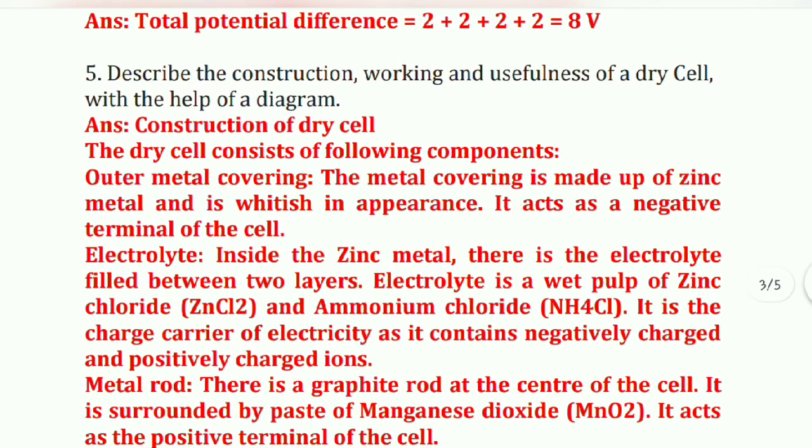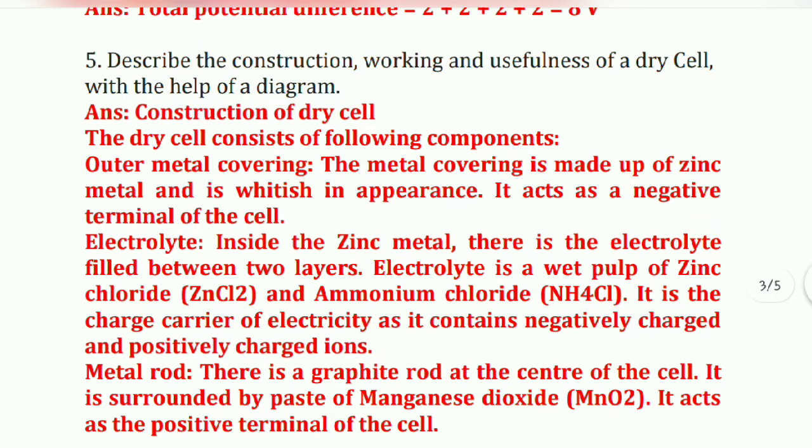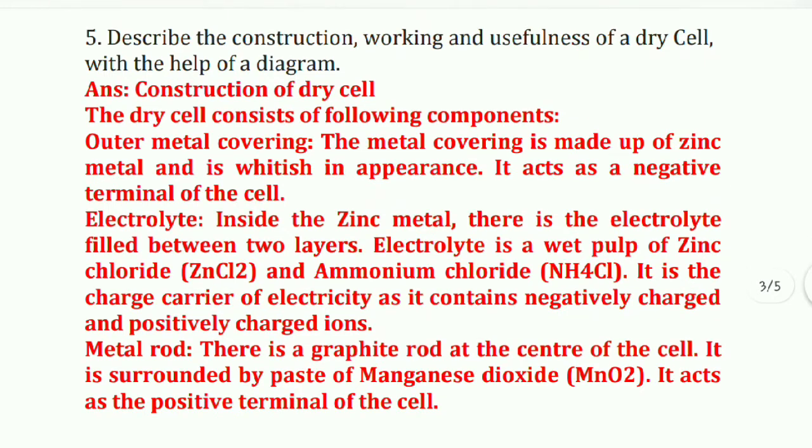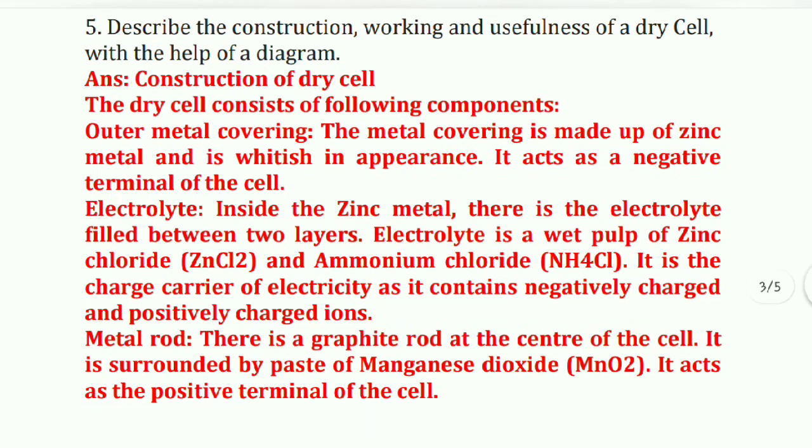Okay. Then next, question number 5. Describe the construction, working and usefulness of a dry cell with the help of a diagram. So the answer is, construction of dry cell. The dry cell consists of the following components, that is outer metal covering. The metal covering is made up of zinc metal and is whitish in appearance. It acts as the negative terminal of the cell.